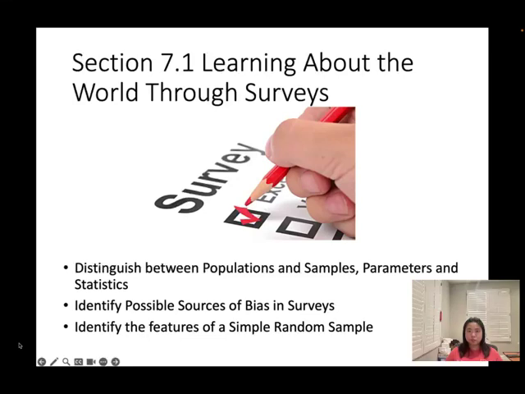Session 7.1, learning about the word food service. For these sessions, we're going to talk about the definition of populations, samples, parameter, and statistic. Also, we're going to talk about the meaning of bias in surveys. And we're going to introduce the simple random sample.